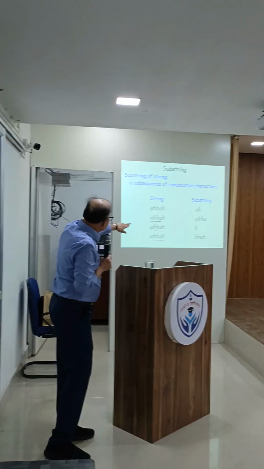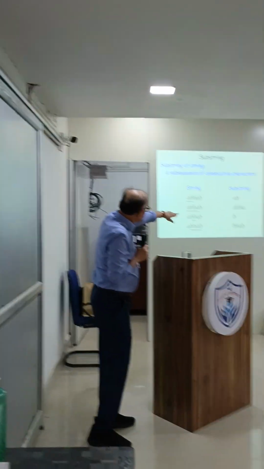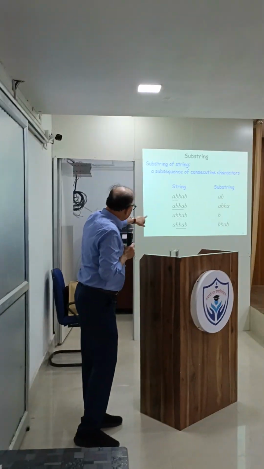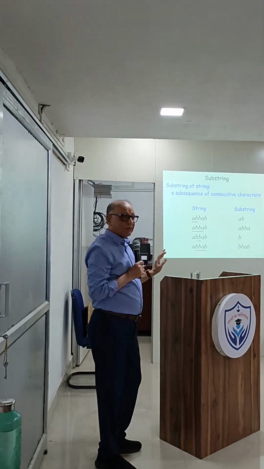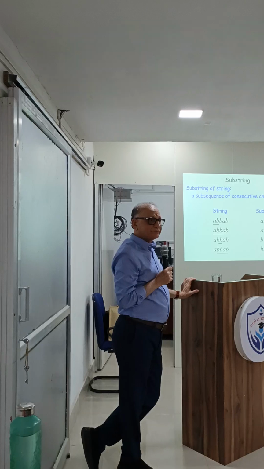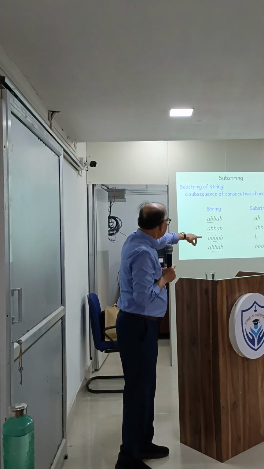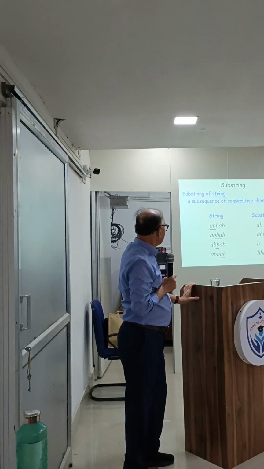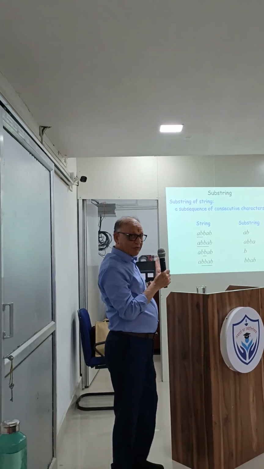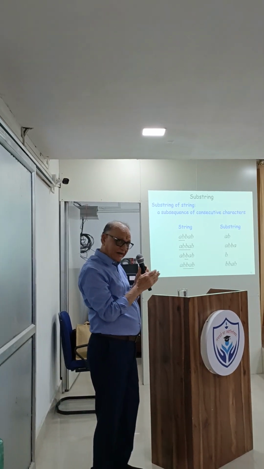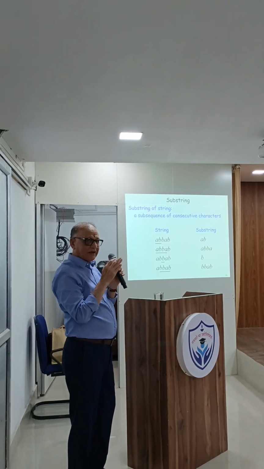Second one you look at. This is sub, so this is a substring. Then you look at the middle one. I can take out the middle one, I get one string, which is B. And the last one, if you look at, it is B, A, B. So from a string, you can always cut into pieces and you can get substrings.